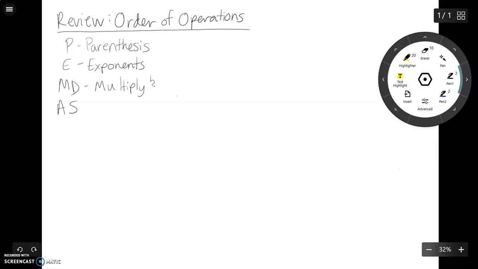Now, some people get these confused because they want to do all the multiplication and then do all the division. But what you actually want to do is work from left to right and do all the multiplication and division in the order that it appears from left to right. Then you're going to do the same thing with addition and subtraction. So you'll do all the addition and subtraction that you see working from left to right.